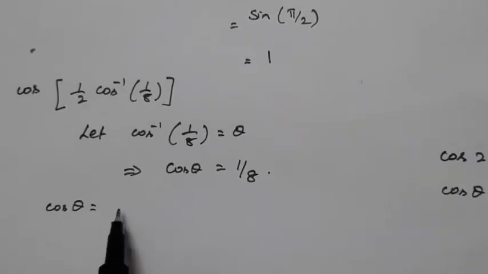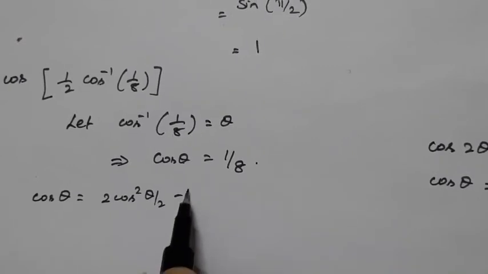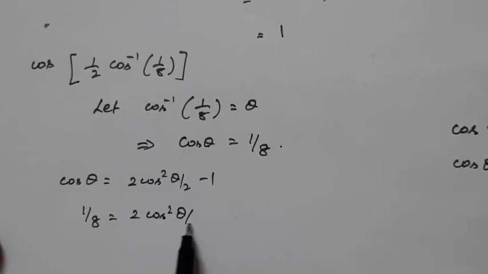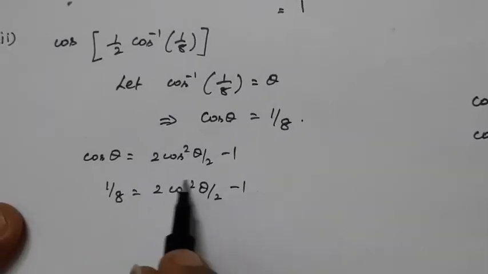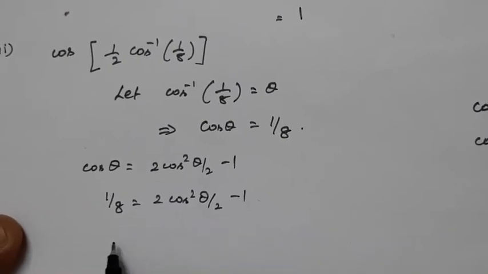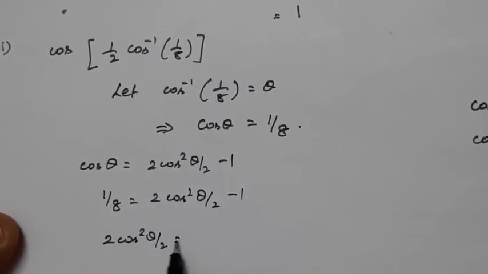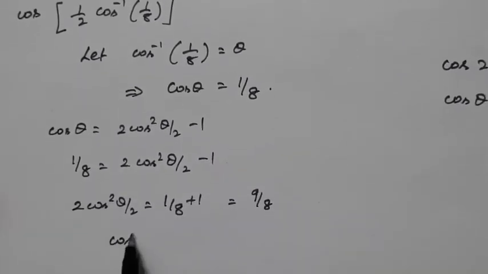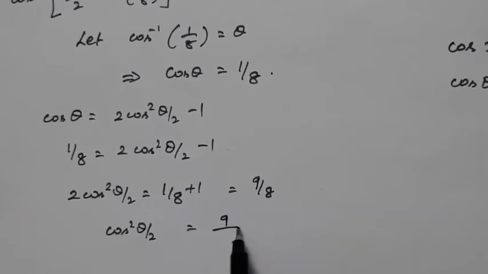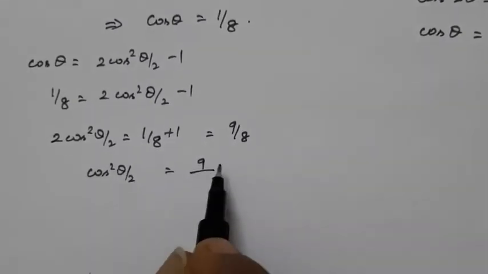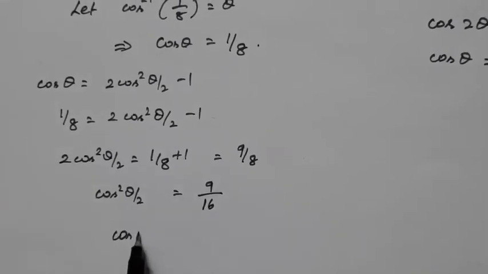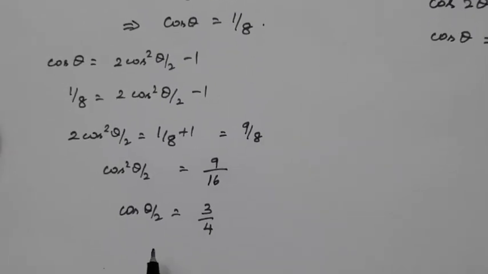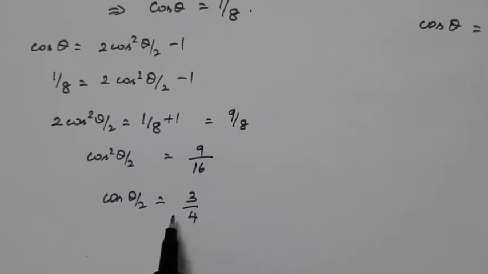So, cos theta is equal to 2 cos squared theta by 2 minus 1. Cos theta is given as 1 by 8 and we need cos theta by 2. So, let us find out the value of cos theta by 2 from this expression. 2 cos squared theta by 2 is equal to 1 by 8 plus 1, that is equal to 9 by 8, or cos squared theta by 2 is equal to 9 by 16, multiplying the 2 into the denominator. Or cos theta by 2 is equal to, taking the square root, 3 by 4. By taking the positive value we have taken 3 by 4.